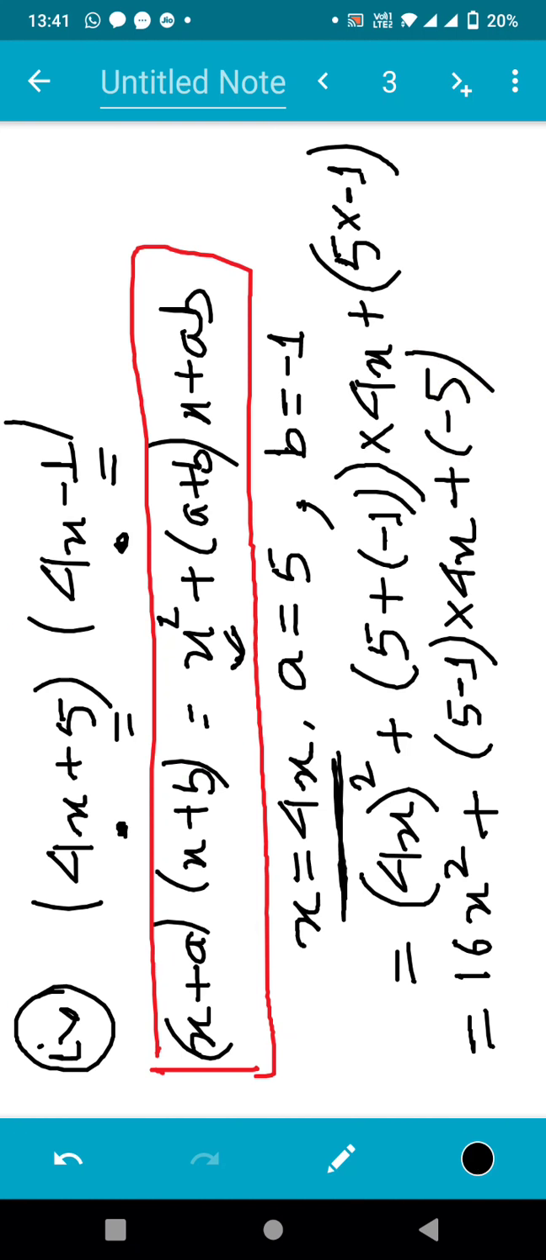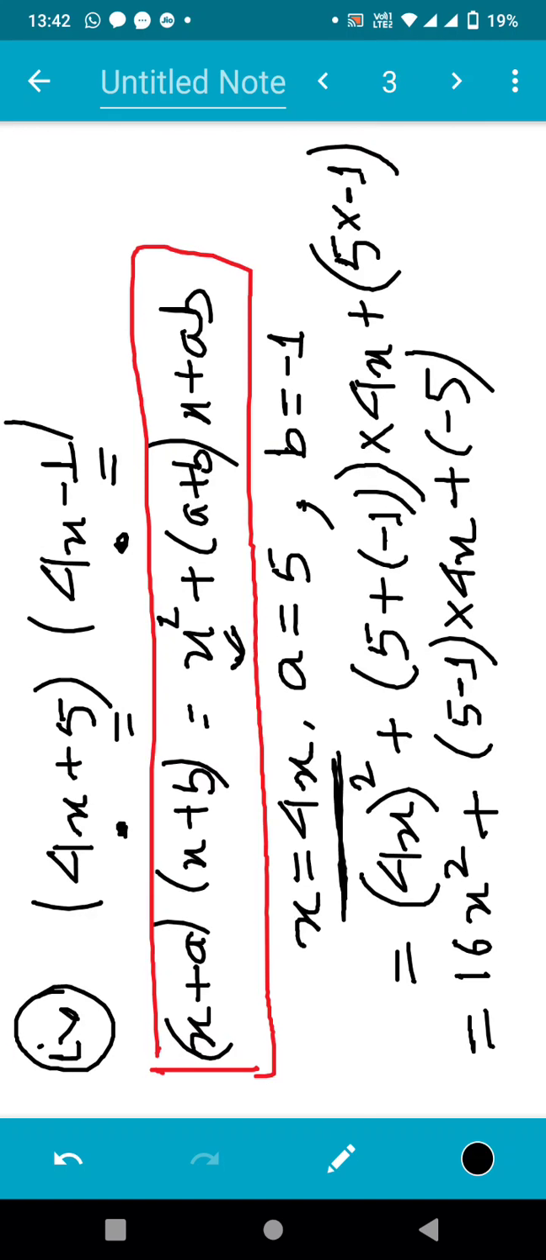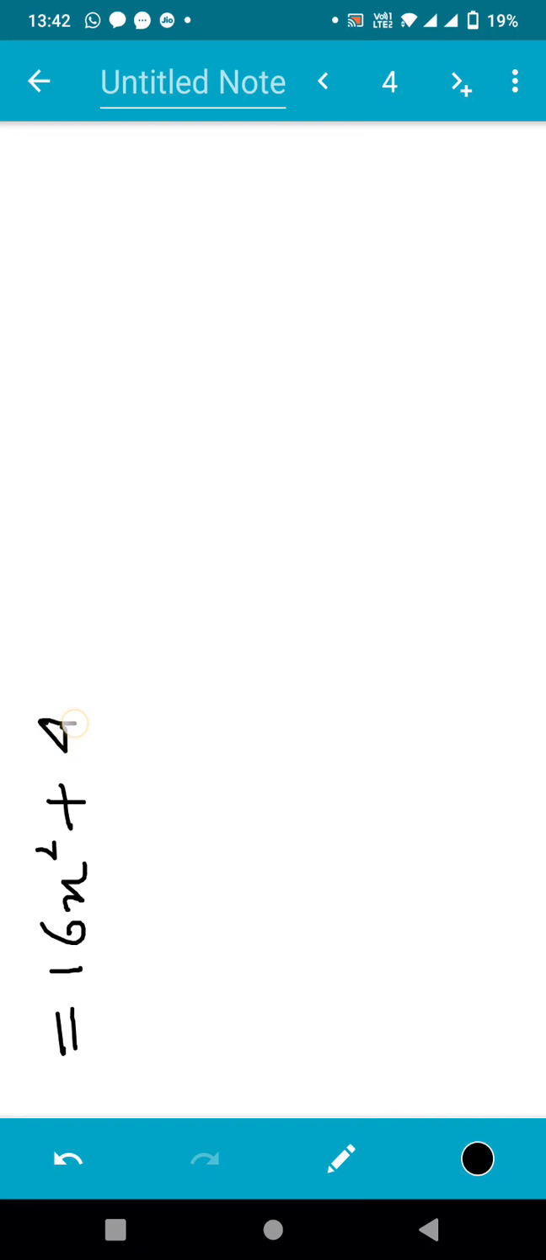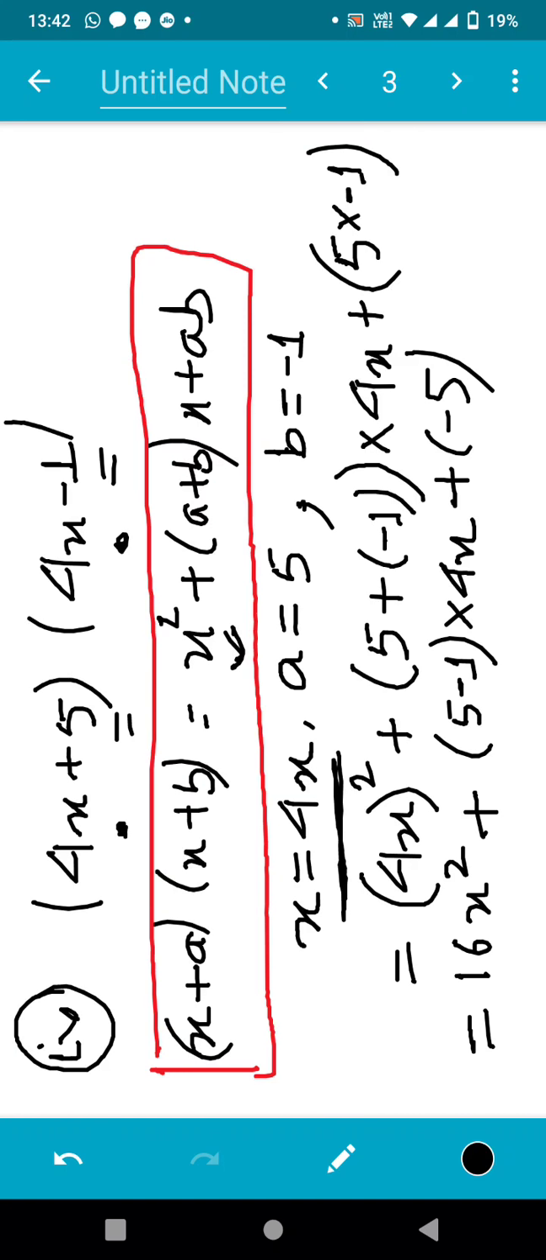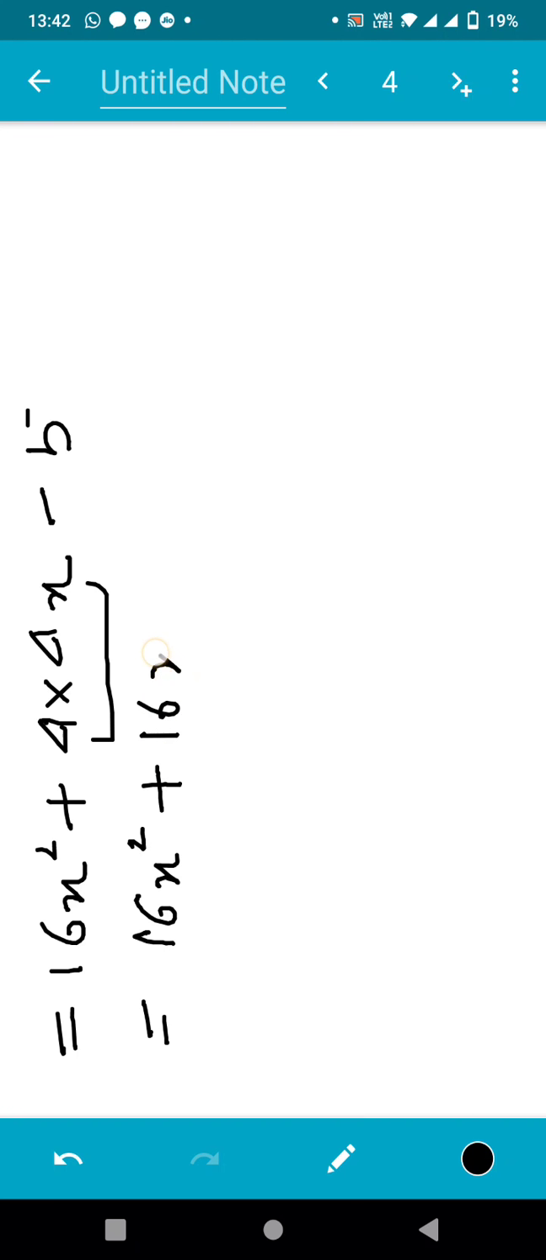Okay, now let's move on to the next page. Now it will give you 16x square plus 5 minus 1. 5 minus 1 will be 4, isn't it? 4 into 4x, and it will be minus 5. Okay, now finally we just have to multiply this value. So 16x square plus 16x minus 5. So this is our required answer.